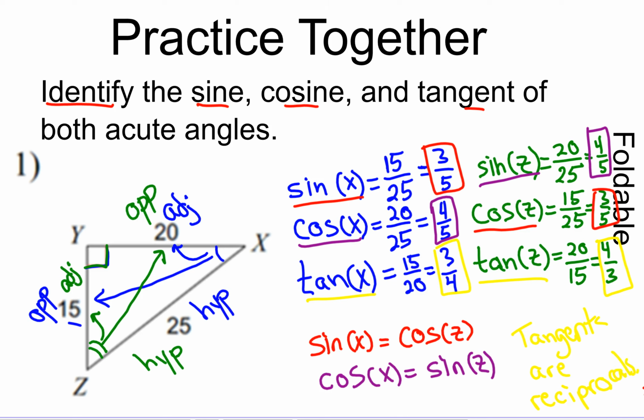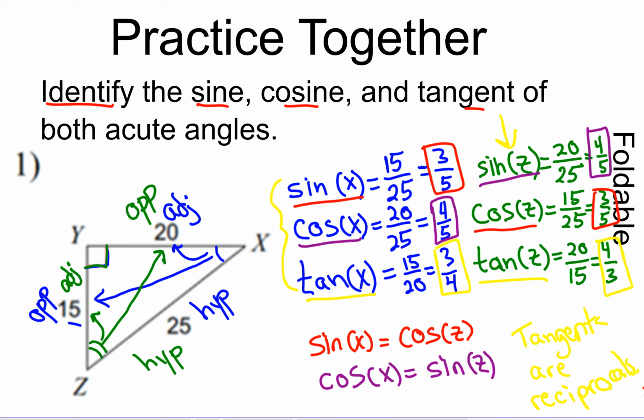Okay, so what all this means is that if you know these three, you don't need to do any other work for these three. You just know that the sine of this one is going to be the cosine of the other angle. The cosine of this one is going to be the sine of the other angle. And you can just write down those numbers. You don't have to do the work. If the tangent of one angle is 3/4, the tangent of the other angle is going to be the reciprocal. So it saves you a little bit of thinking if you can memorize these properties.